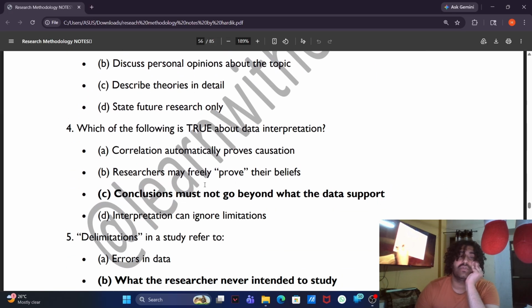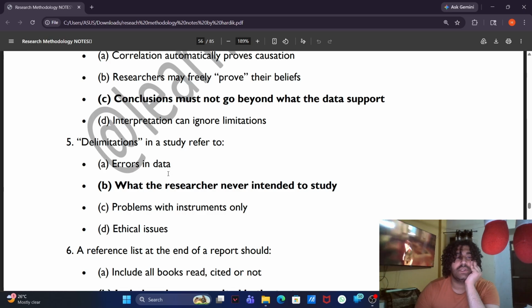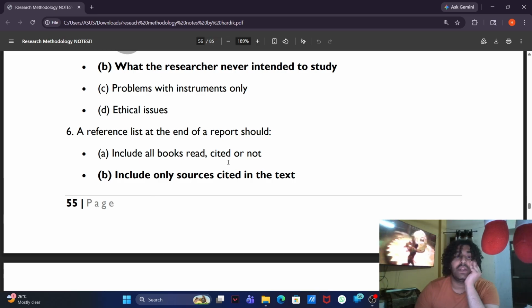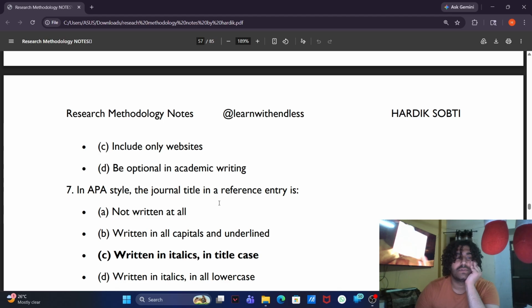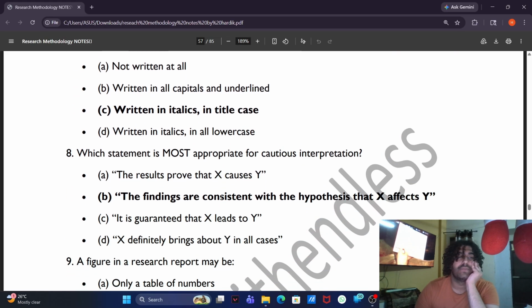Which of the following is true about data interpretation? Conclusions must not go beyond what the data support. Delimitation in a study refers to what the researcher never intended to study. A reference list at the end of the report should include only sources cited in the text. In APA style, the journal title in a reference entry is written in italics and in title case.